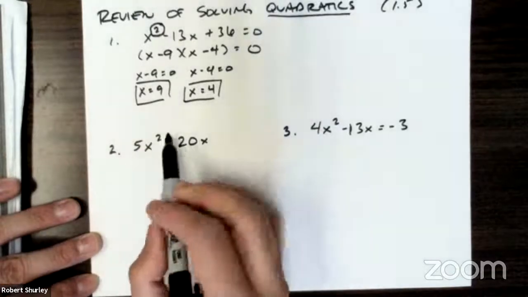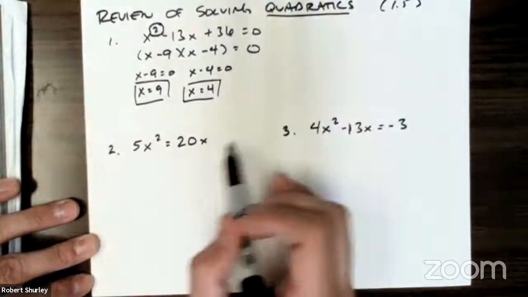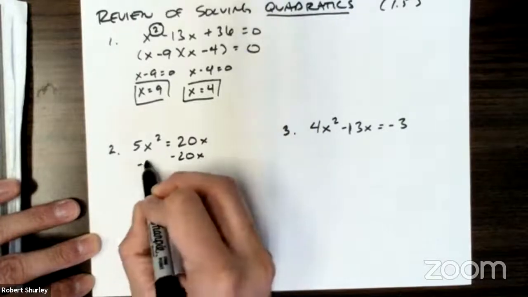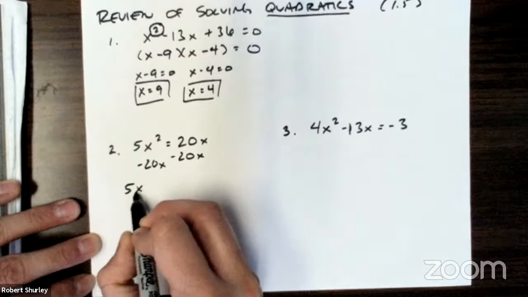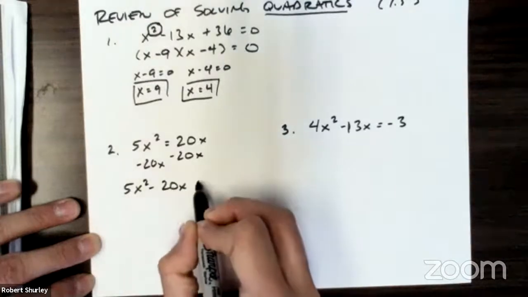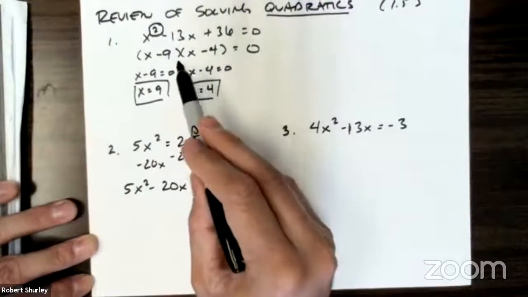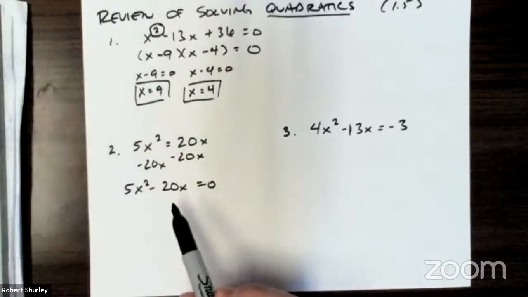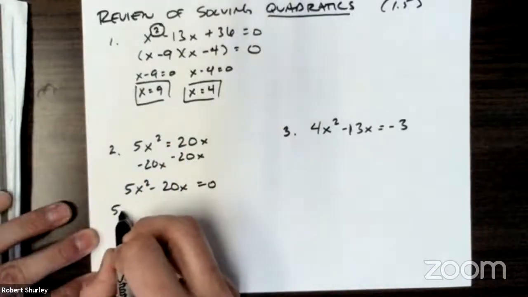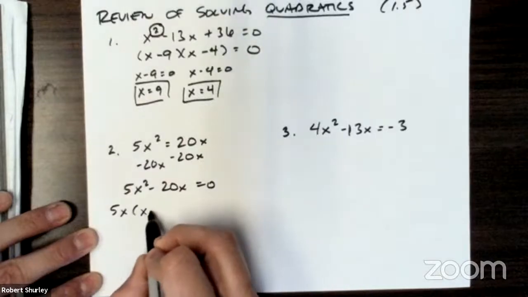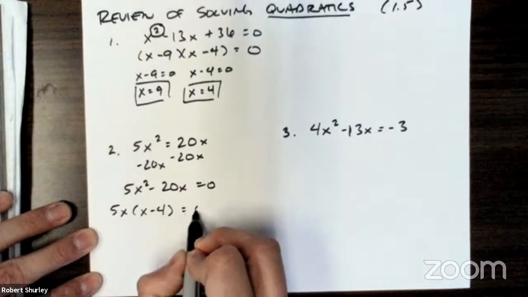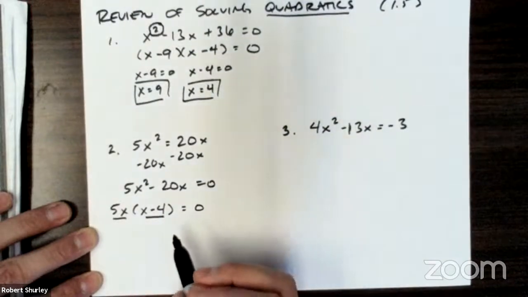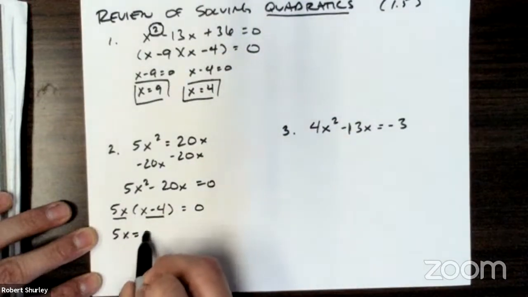Okay, so for this second one, you've got to be careful. If you're going to solve by factoring, we've got to have 0 on one side of the equation. So I'm going to subtract the 20x. Now this one doesn't factor like the previous one with two binomials. On this one, we've just got to factor out the greatest common factor. We can factor out 5 and then an x. And we're left with x minus 4 equals 0. These are two factors, so we set them equal to 0.